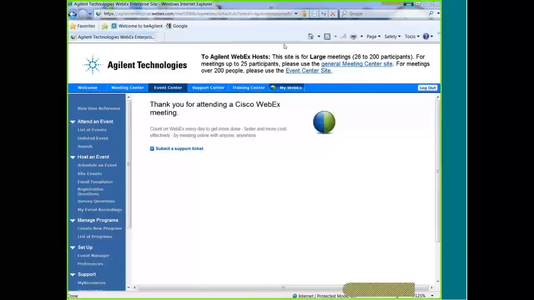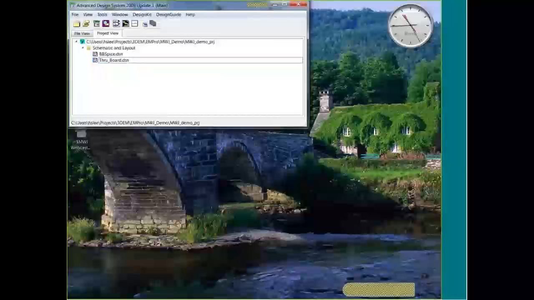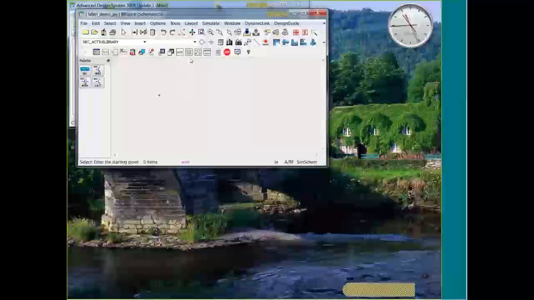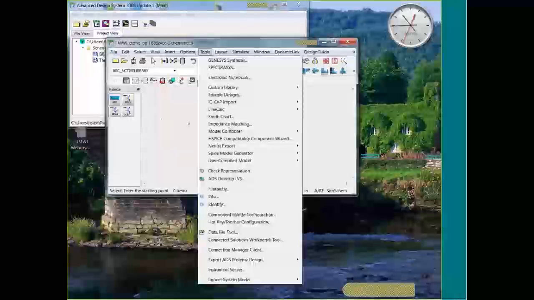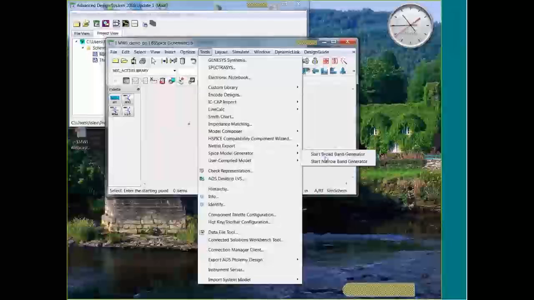So let me bring up my window and show you the ADS window. Let me open this ADS design here, and from this design, what you could see is there is a tools menu, and you could see a SPICE model generator. There are two options basically: one is the broadband, and there is a narrowband generator. But in this case, we're going to use the broadband generator.